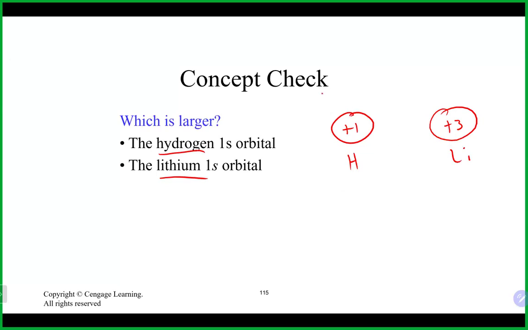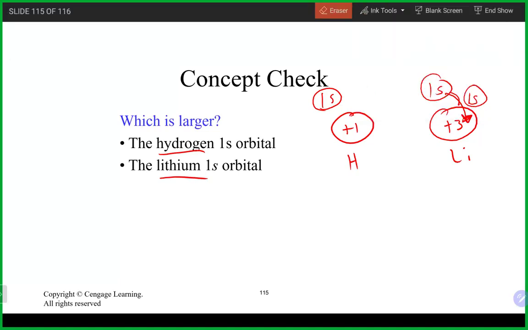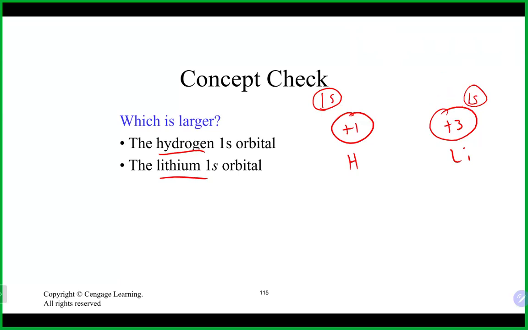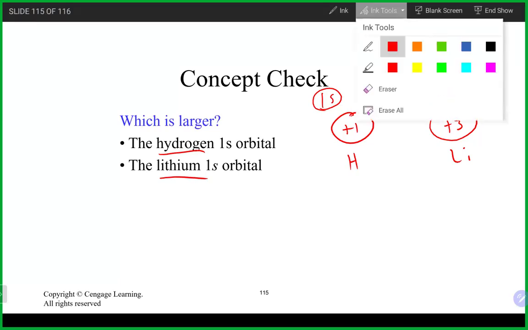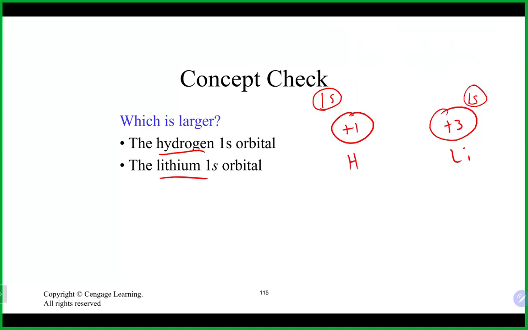So when we think about our 1s orbital here, because of this +3 charge on the lithium, there is a much stronger attraction to that 1s orbital, which means it's actually going to pull the 1s orbital in a lot closer. And because it pulls that 1s orbital in closer, the overall size of the lithium 1s orbital is going to be a little bit smaller than this one, where there's not as strong an attraction.